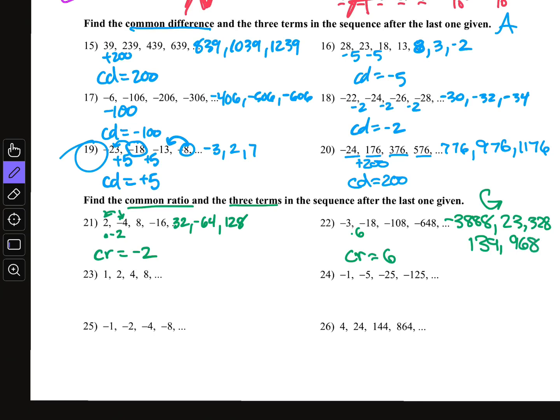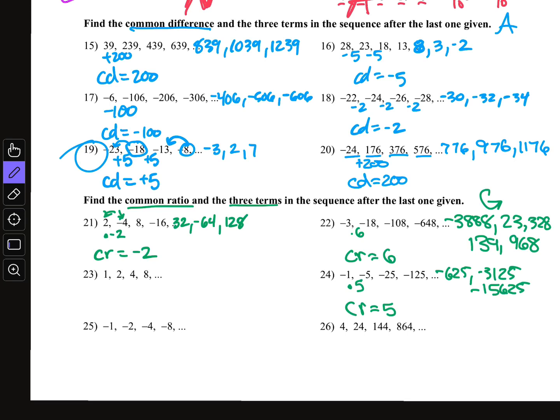And the last one, another ginormous number, 139,968. Okay, 24. Negative 1 to negative 5 to negative 25 to negative 125. We are definitely timesing by 5. Common ratio would be 5. Then let's see, I think I remember these ones. It would be negative 625. Then negative 3125. And finally negative 15,625.